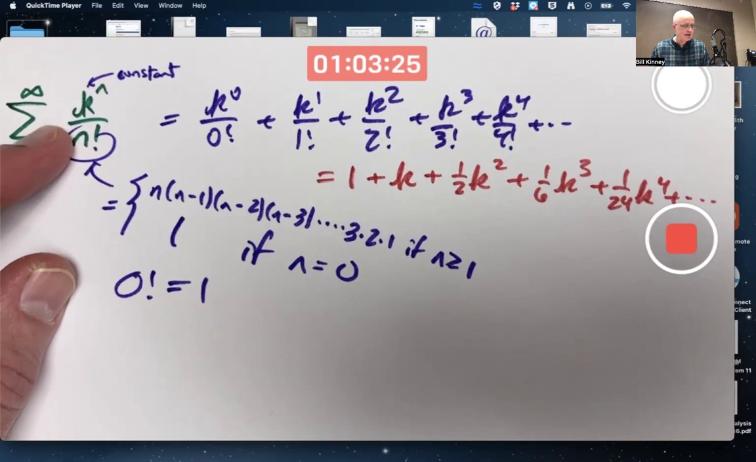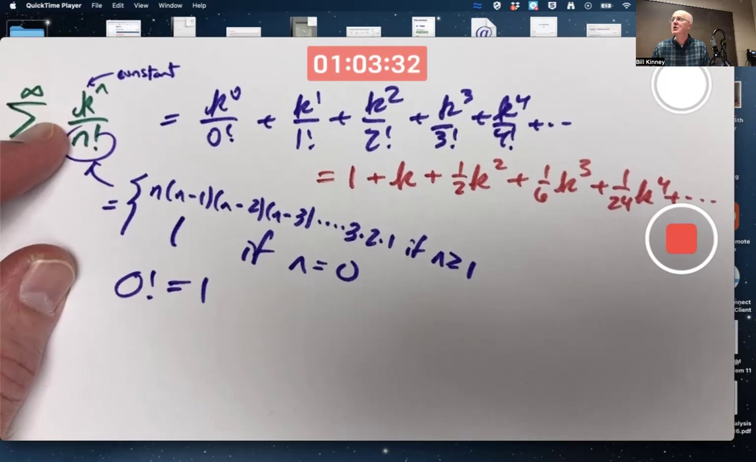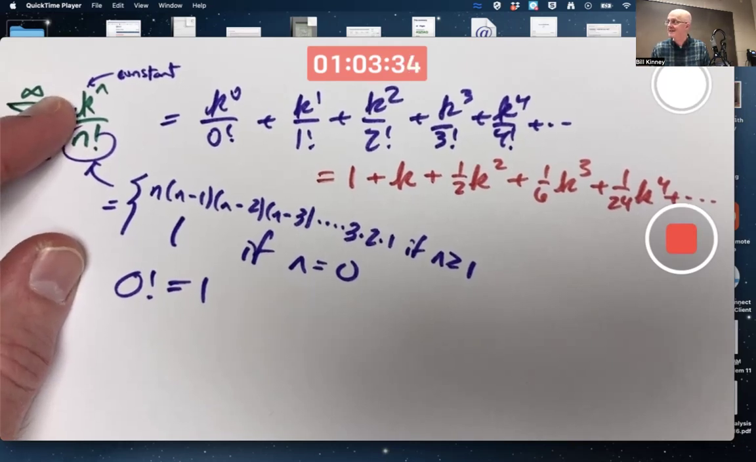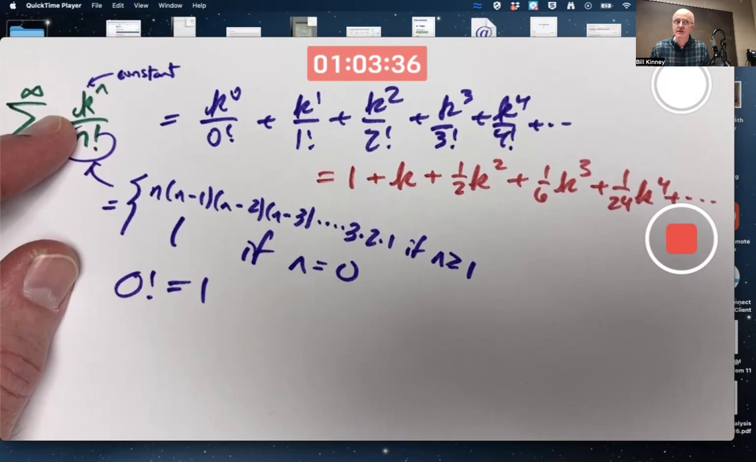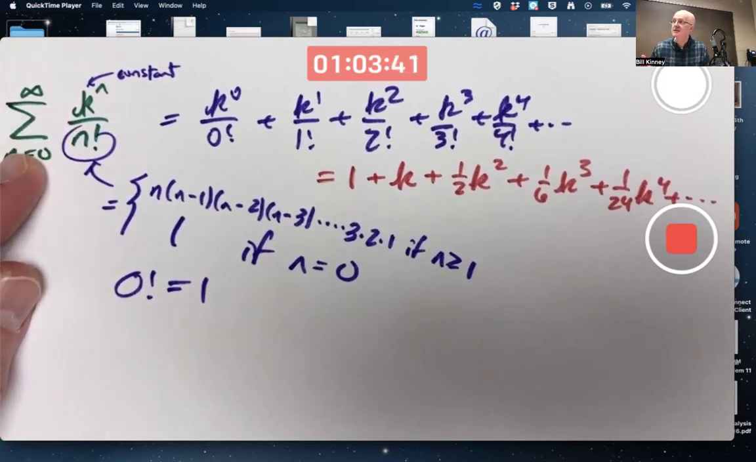So it's not clear what's happening to these fractions, but here's what is happening. Factorials in the long run, no matter how big k is, do go to infinity faster than k to the n does, making the fraction go to 0, in fact, ultimately pretty rapidly. And the series does converge.